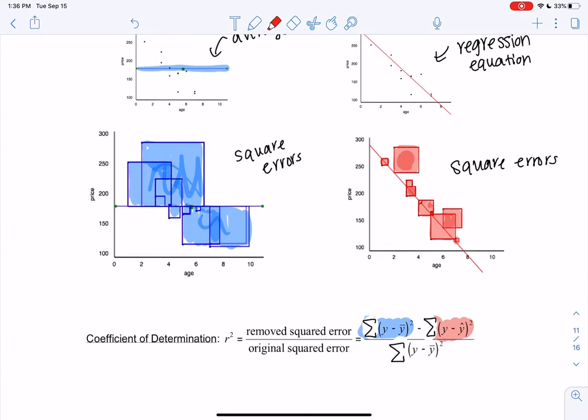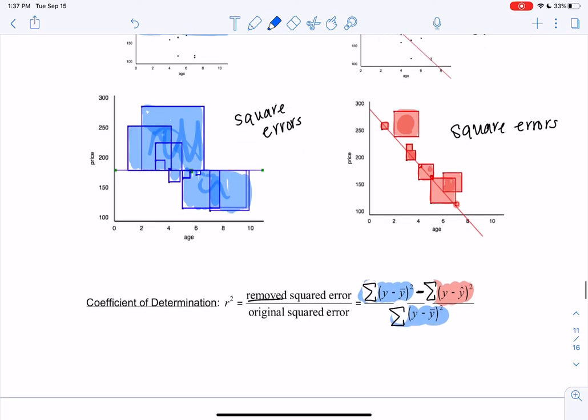So we're basically finding how much does it change by. Removed squared error is the difference, right? How much error did we remove? And then we just divide it by the original squared error, which is the blue one. So it's basically like a percent reduction or a percent decrease, if you ever did these in algebra.